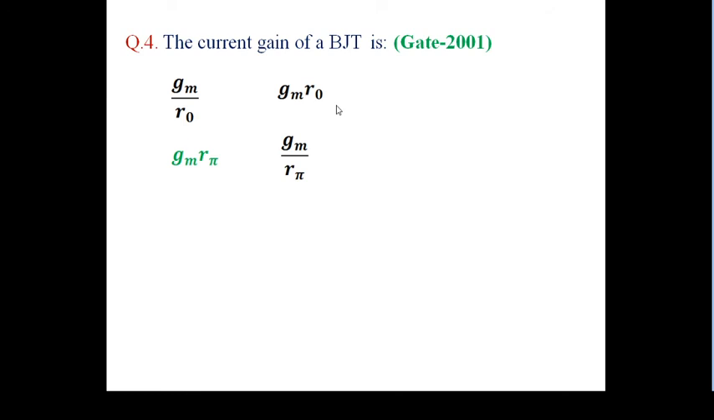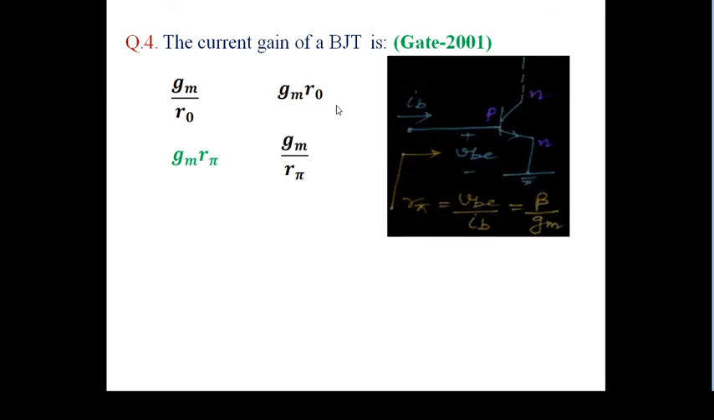The current gain of a BJT, simply gm times r pi. How? This r pi, that is VB by IB, is beta by gm. So beta is your current gain. So beta equals gm times r pi. Very simple. For r pi and RE, you have to remember r pi plus (beta plus 1) RE. So this is one of the questions based on the simple hybrid model of a BJT. So the answer will be gm r pi.